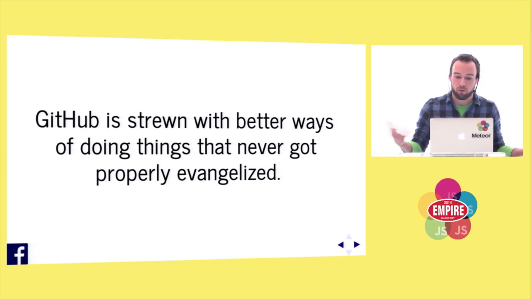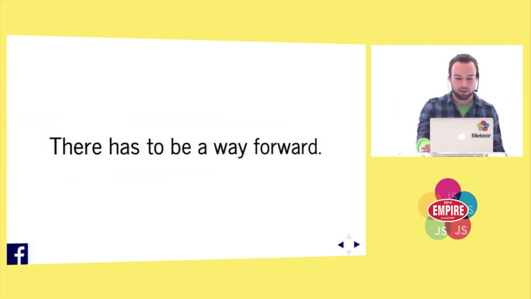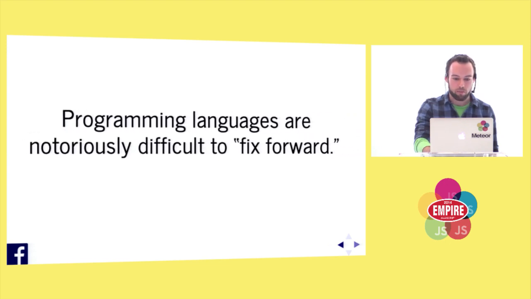And GitHub is strewn with better ways of doing things that were just never really properly evangelized because they're tailored to one person's use case, and maybe it just never really made sense to go out and try to persuade a whole bunch of other people that that was also their use case and that they should care about this better way of doing something. And that's fine, but there has to be a way forward if you're going to fix something that has become entrenched historically in this way. Programming languages, I think, are notoriously difficult to fix forward like this.